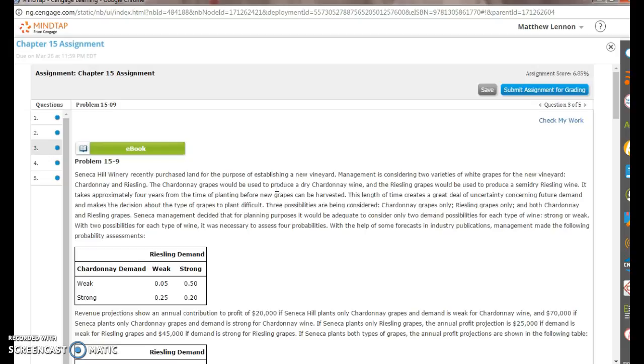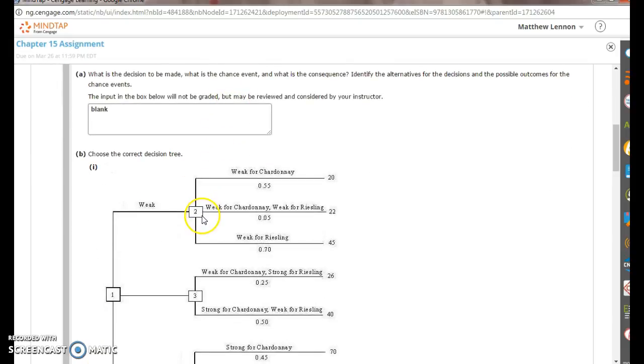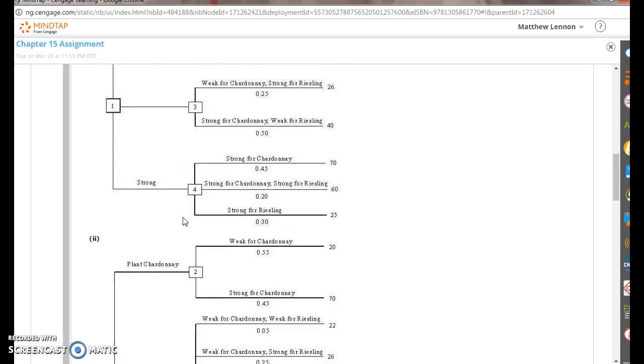There's Riesling and Chardonnay, and they have weak and strong markets. The options are to plant Riesling only, plant Chardonnay only, or plant both grapes. After that, during the market and harvest, you'll find out whether the market is weak or strong. The first question asks you to choose the appropriate decision tree. The decision here, weak or strong, you're not going to know first. So option 1 can't be correct, because we have to make the decision about which grapes we're going to plant, and only then can we determine what the market looks like for each of those wines.